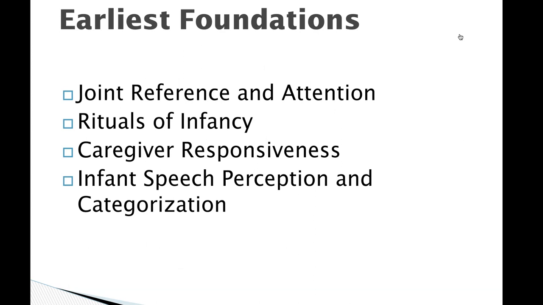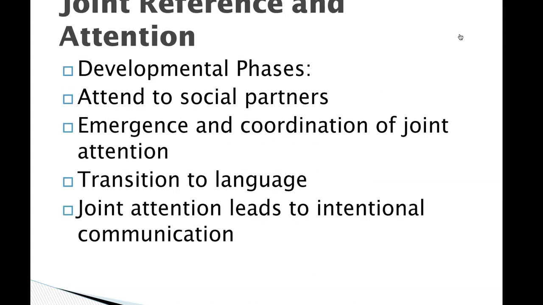We're going to finish up here with part 1, talking about the earliest foundations in this communicative competency. We've got joint reference and attention. We've got rituals of infancy and caregiver responsiveness. And then later we're going to talk about infant speech perception and categorization. All right, joint reference and attention. We've got developmental phases. Number 1, attending to social partners.